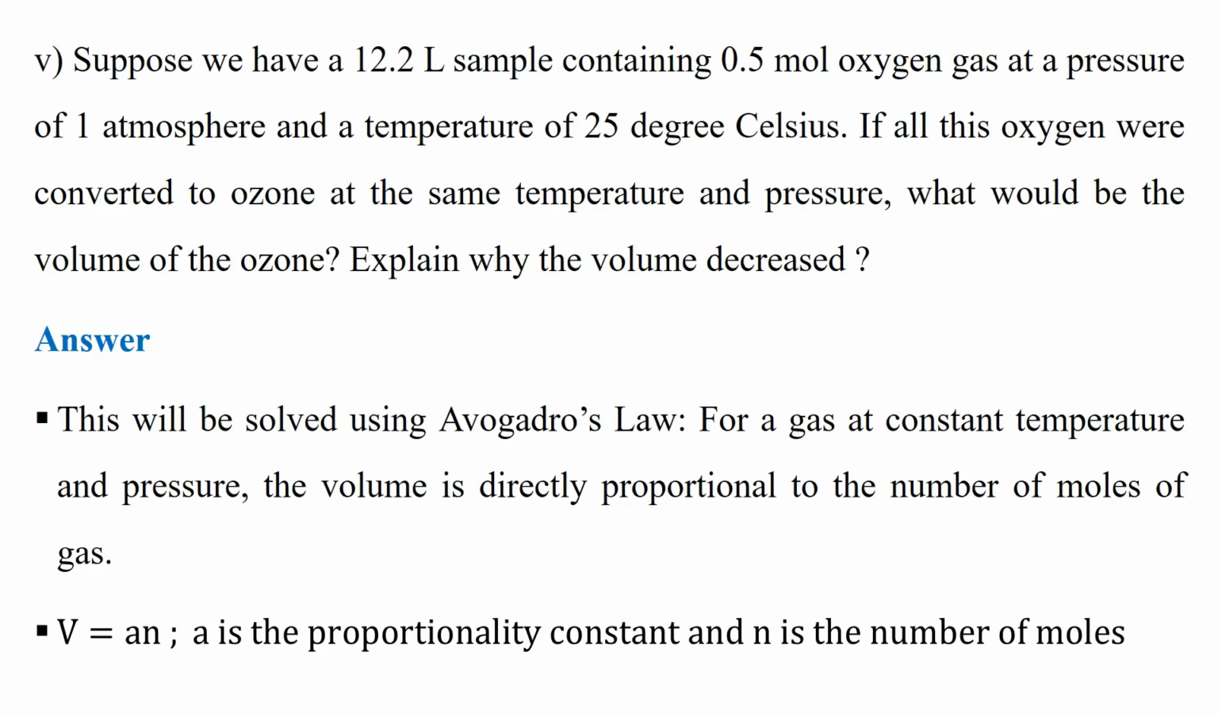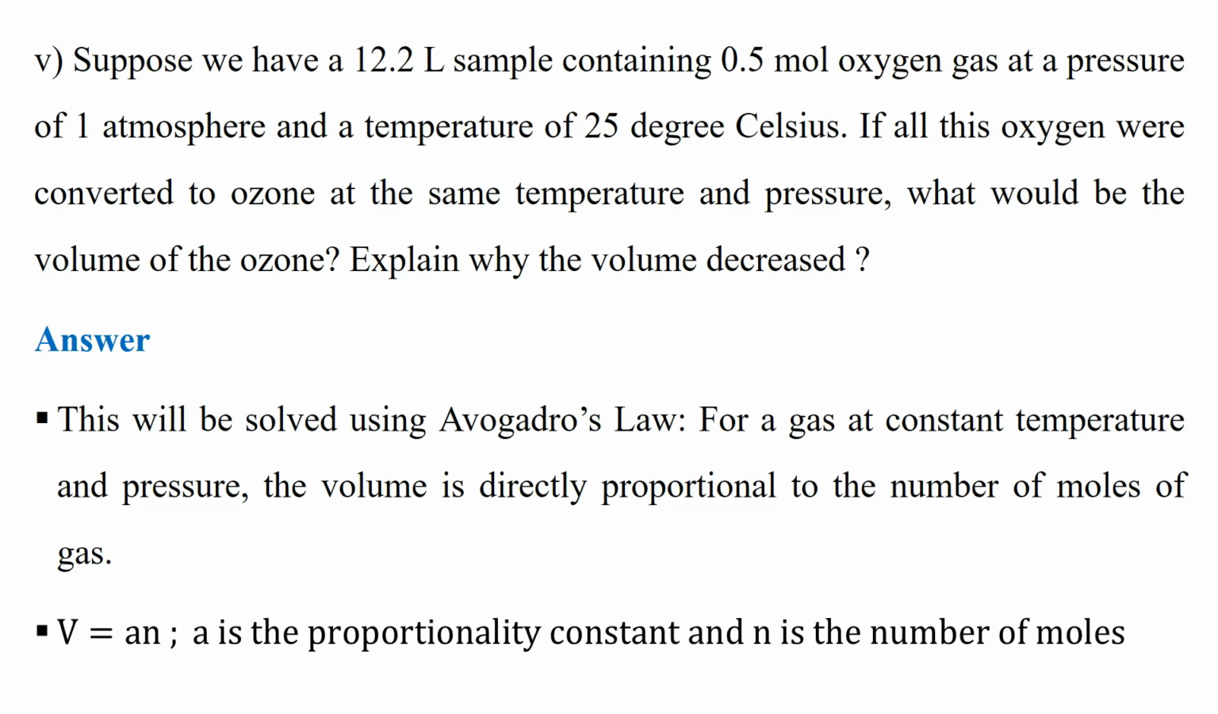Next question, suppose we have a 12.2 liter sample containing 0.5 mole of oxygen gas at a pressure of 1 atmosphere and a temperature of 25 degrees Celsius. If all of this oxygen were converted to ozone at the same temperature and pressure, what will be the volume of ozone? Explain why the volume decreases. So here they are converting the oxygen to ozone. So that means that the first, this is the mole for oxygen, we don't know the mole of ozone that will be produced, so we need to find out the mole of ozone, and that will be N2.